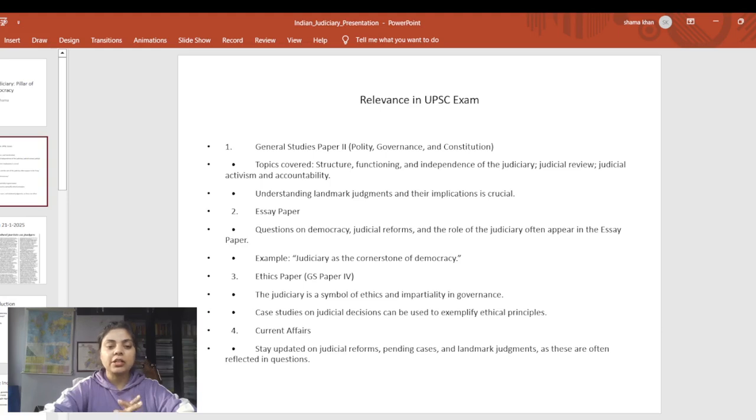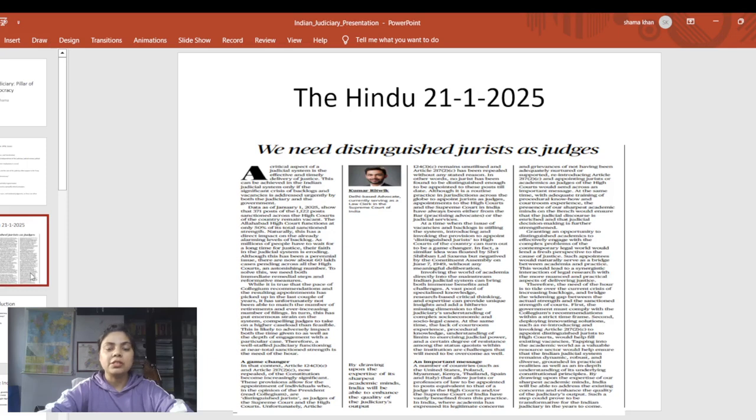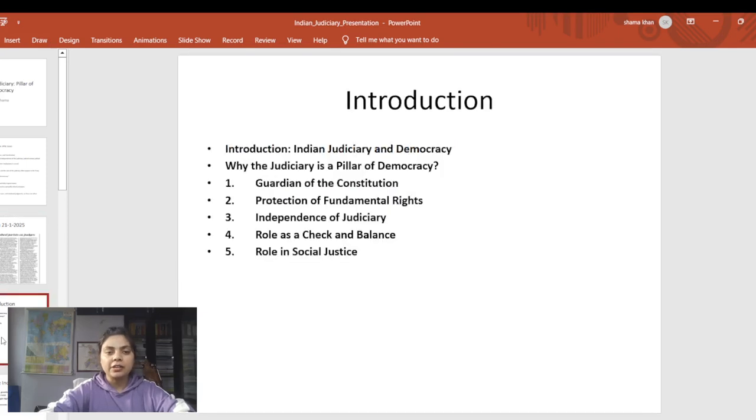So a case study can also be asked. Apart from that, we have seen time and again that when there is a certain judgment or a certain step taken by the Parliament or court in order to reform the judiciary, we have to keep that in mind with respect to our UPSC examination. So this was the article which was talking about the judicial system. So let's start our lecture.